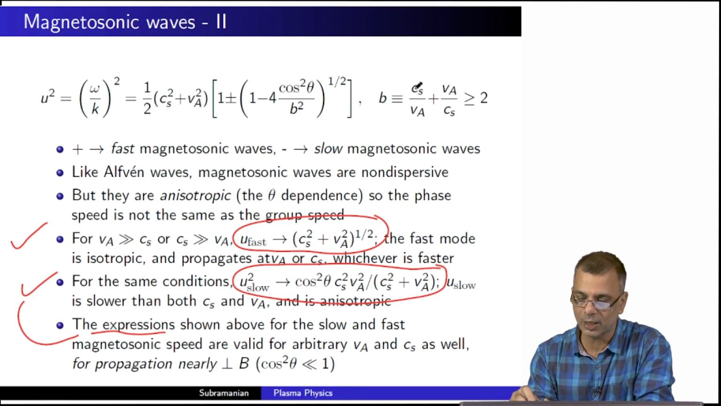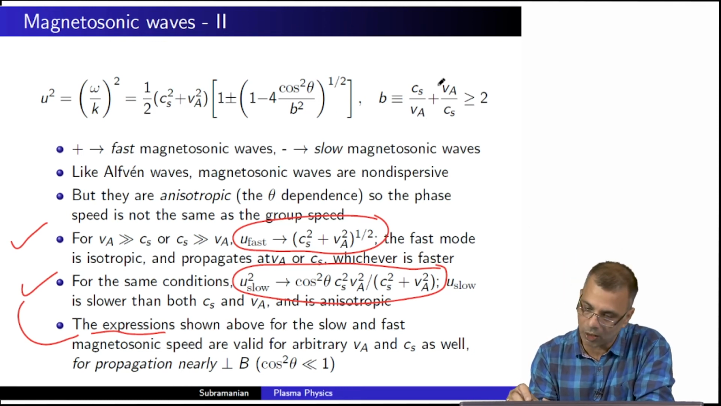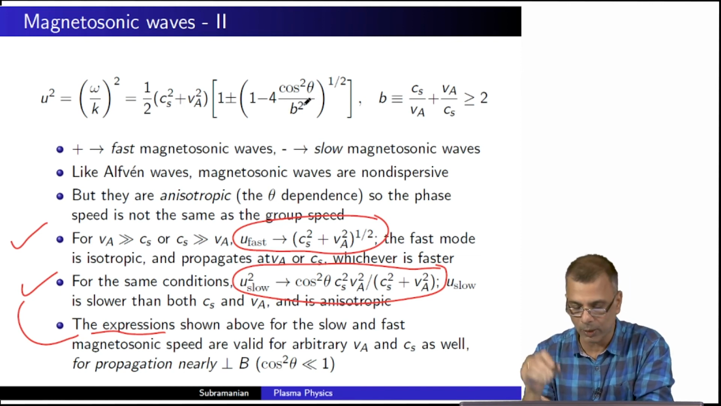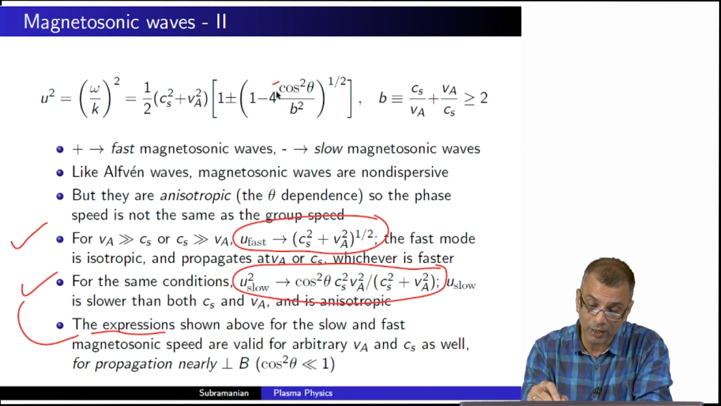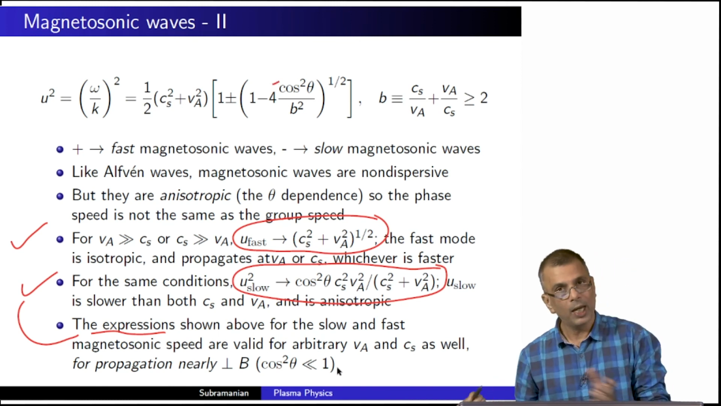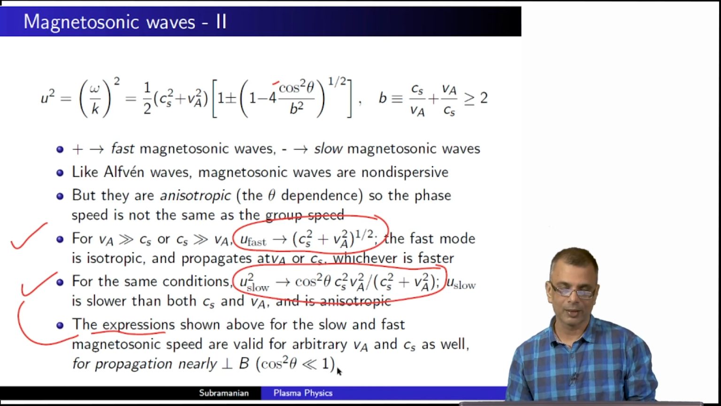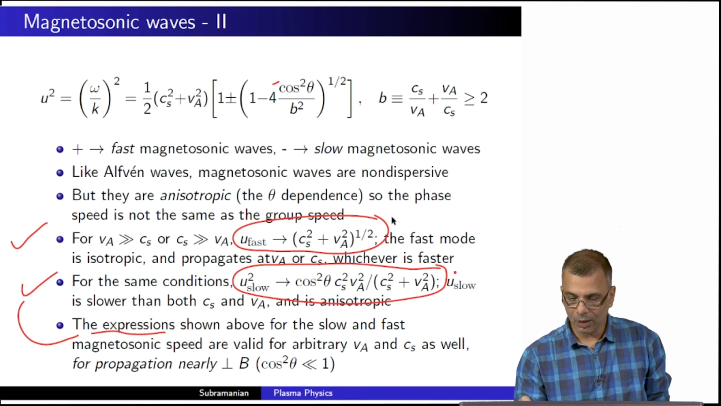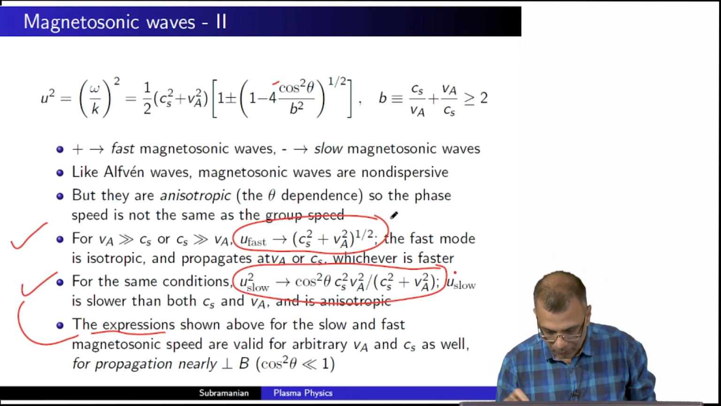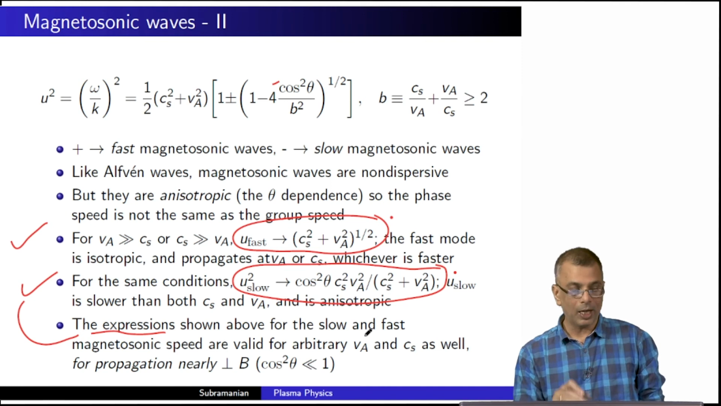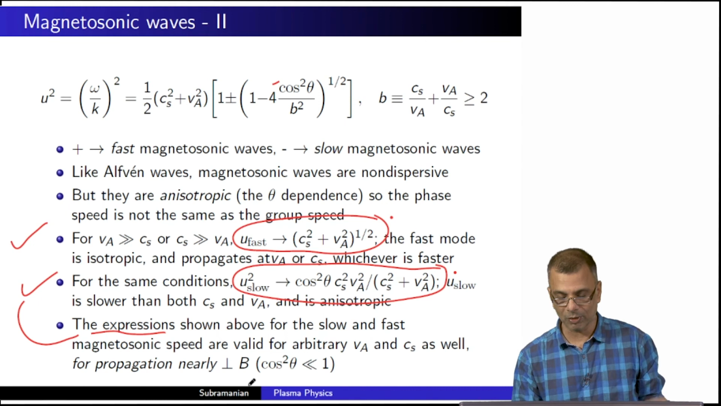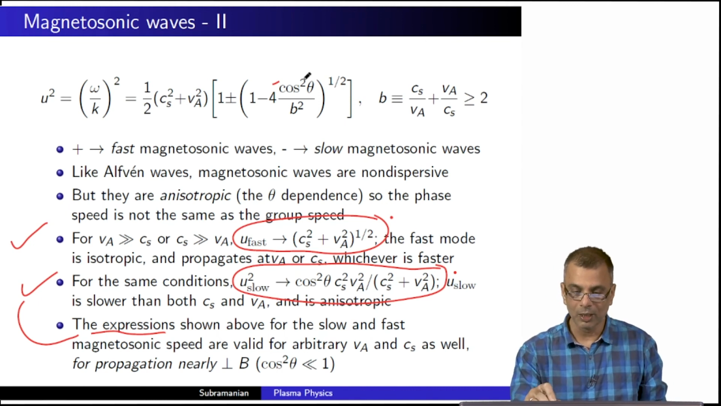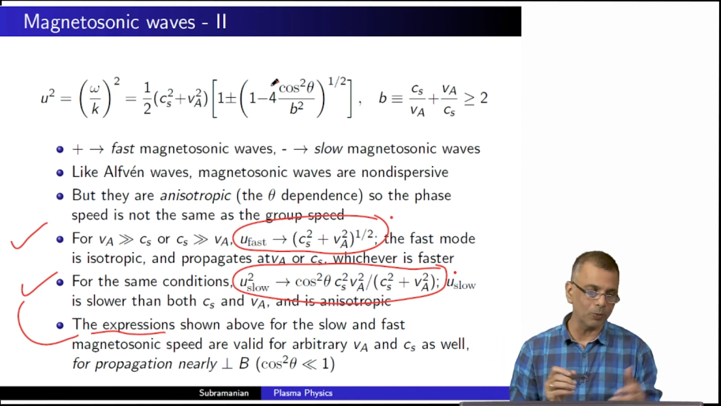Now, if that's not the case, if B is not much larger than 1, in other words, if CS is not much larger than VA, or VA is not much larger than CS, but on the other hand cosine squared theta is much smaller than 1, it amounts to the same thing mathematically. Therefore, these expressions are valid for arbitrary VA and CS as well, as long as the propagation direction is nearly perpendicular to the magnetic field direction. In other words, cosine squared theta is much smaller than 1.